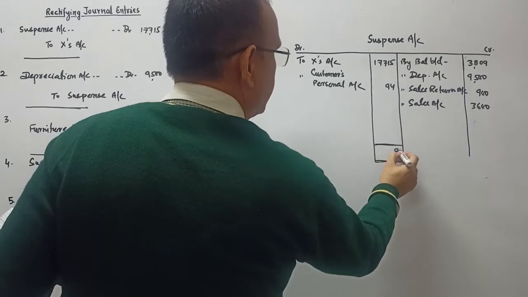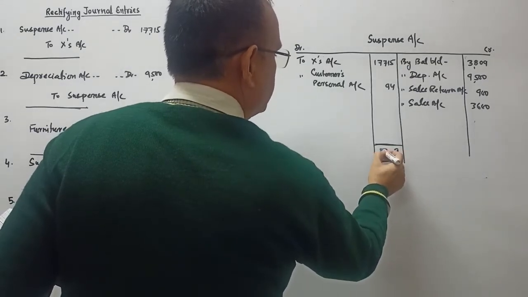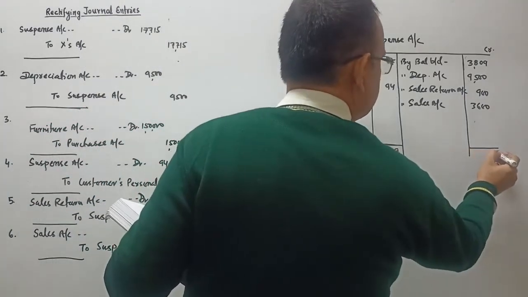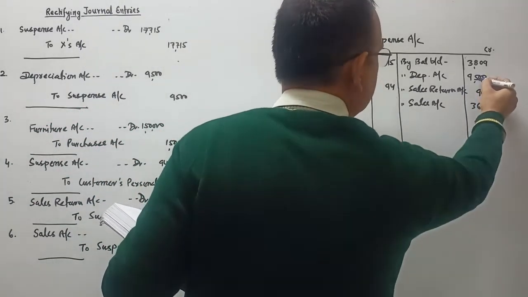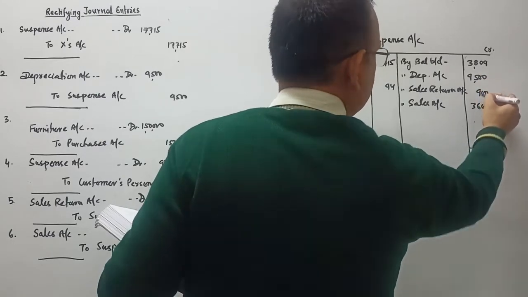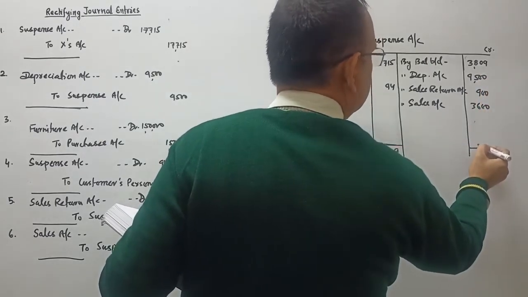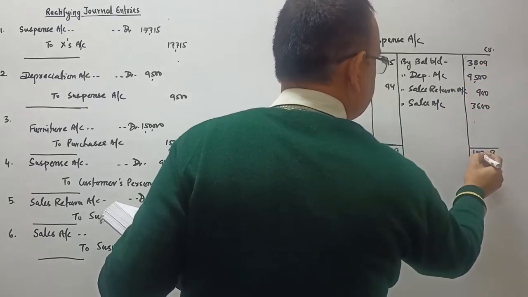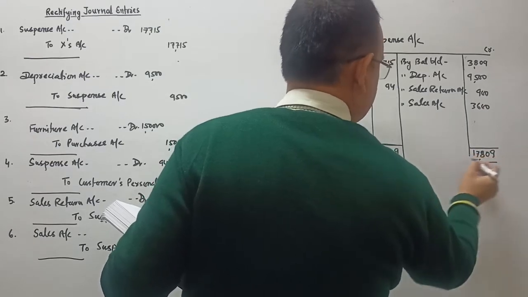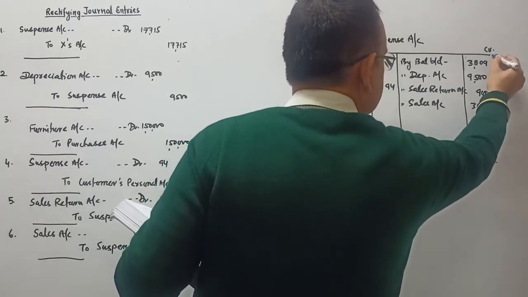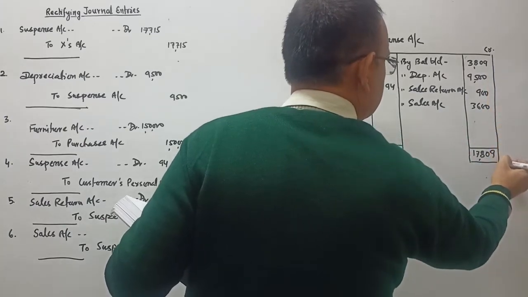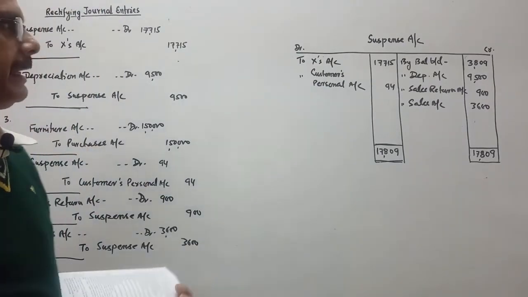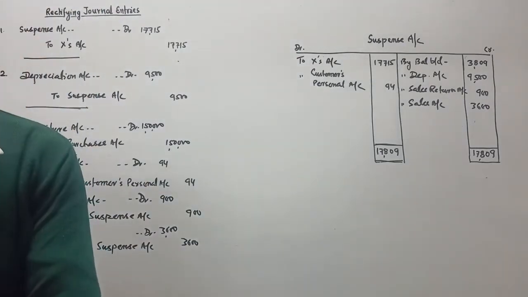So it is 17,809, and this side is also 17,809. That means both sides of the trial balance are matched. So the error is duly rectified. Is it clear? Error is duly rectified.